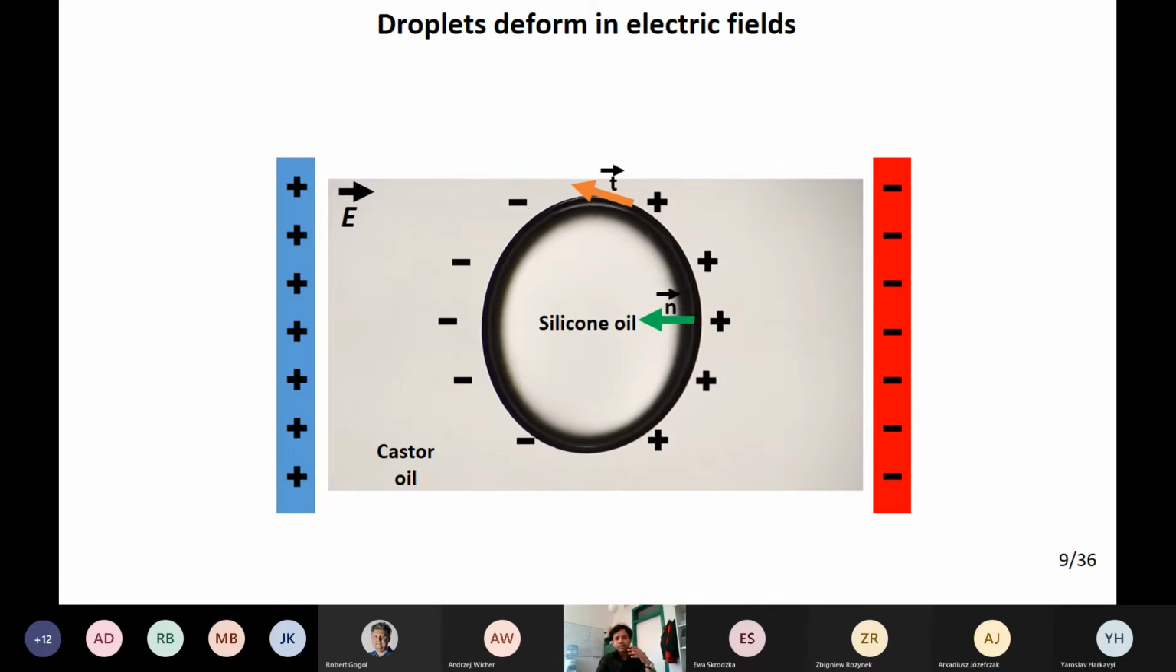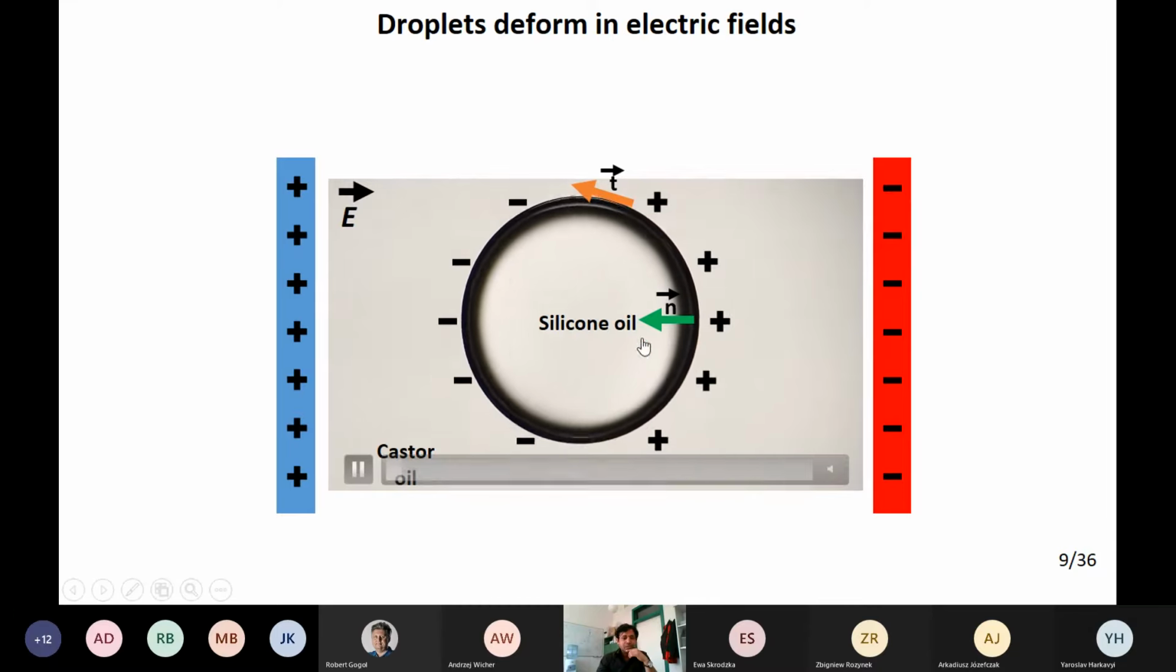And there are two components of the stress. One is the normal component, which is balanced by the surface tension. Another is the tangential stress, which induces the electrohydrodynamic flows.